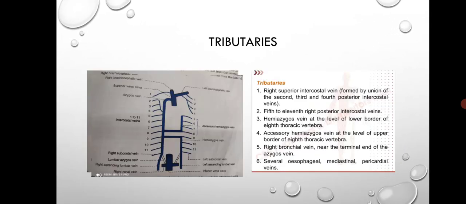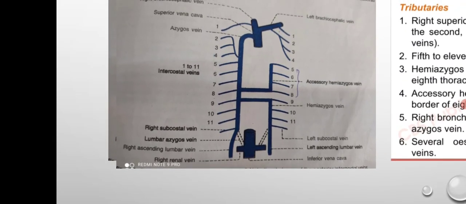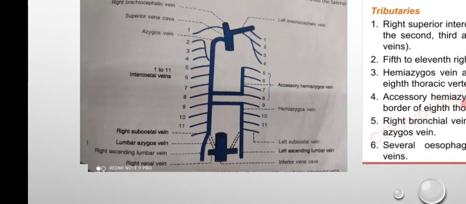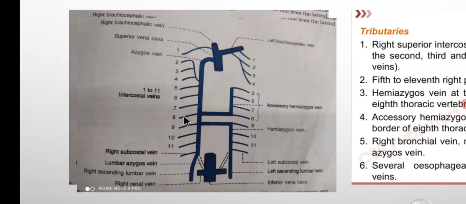Then the tributaries. Again this diagram comes. If you go through this again, this diagram comes. In this you can see these are all tributaries of azygous vein. So this first posterior intercostal vein, this is the first posterior intercostal vein.